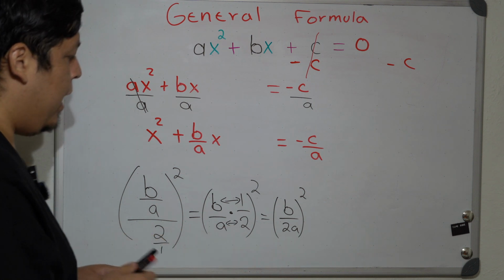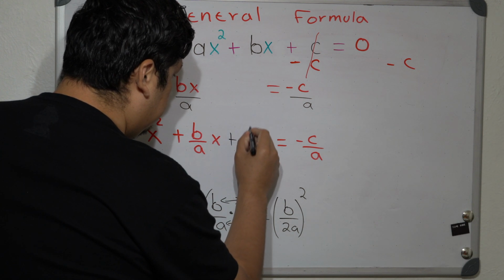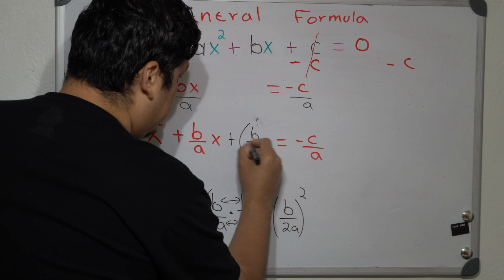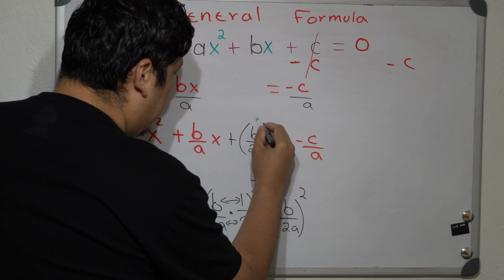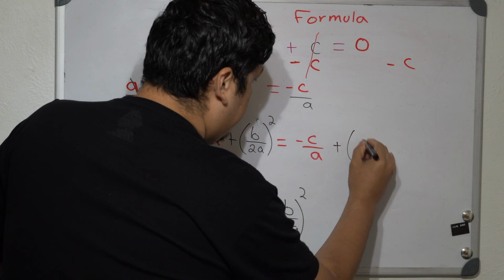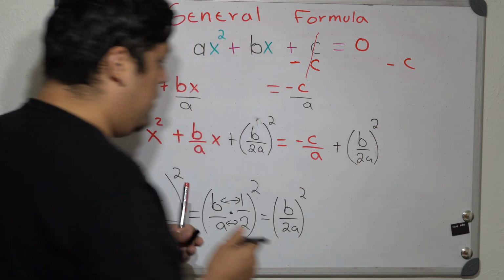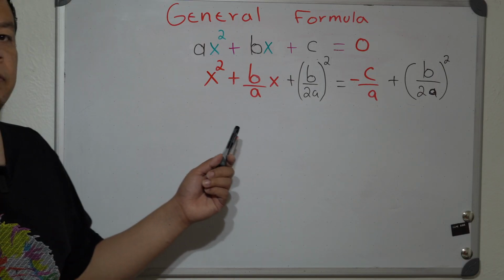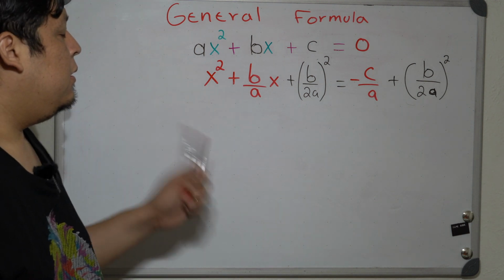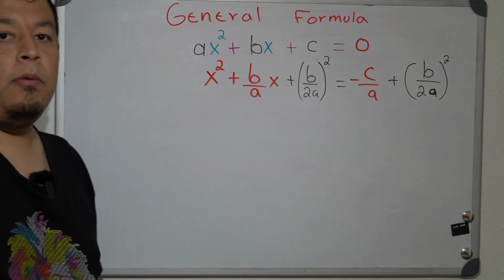Then we need to add that much to both sides of the equation: b over 2a, all squared, plus b over 2a, all squared. All right, on this step, all I did is clean up a little bit because I was running out of space. Now, I'm planning to get a bigger whiteboard, but that will be later.